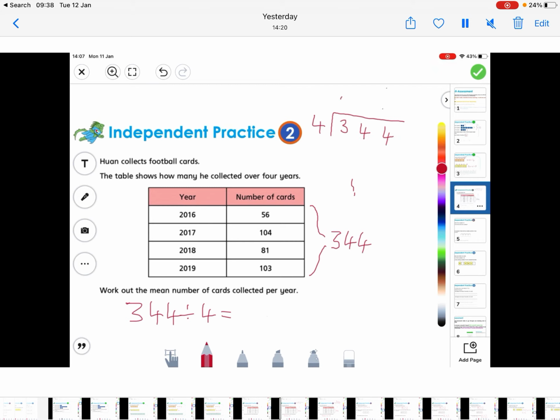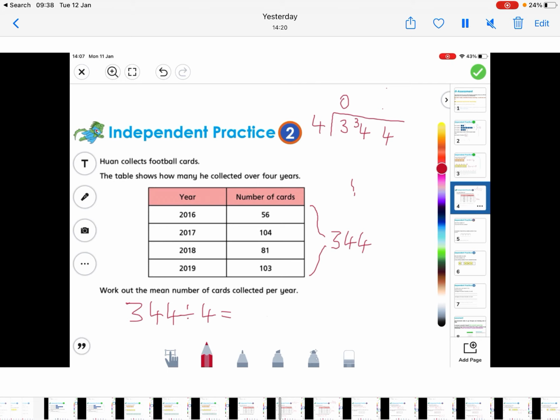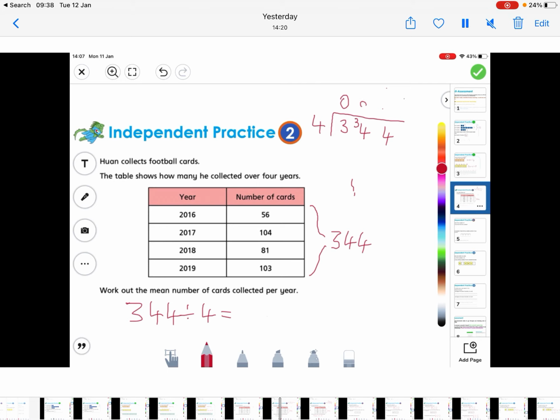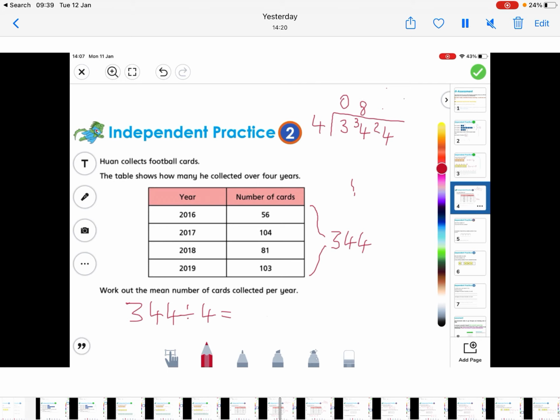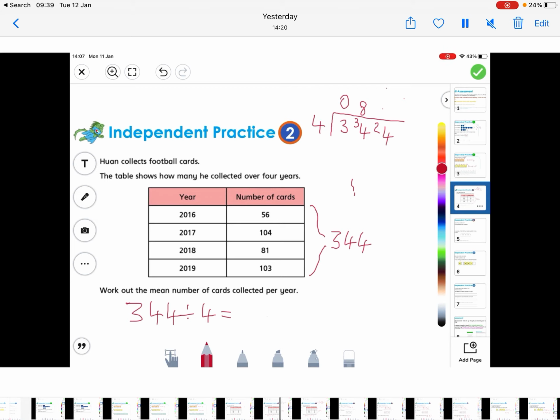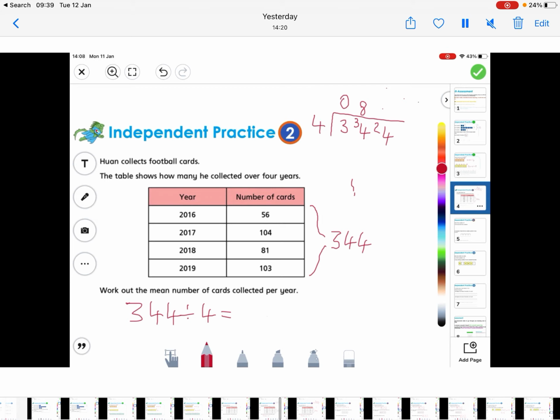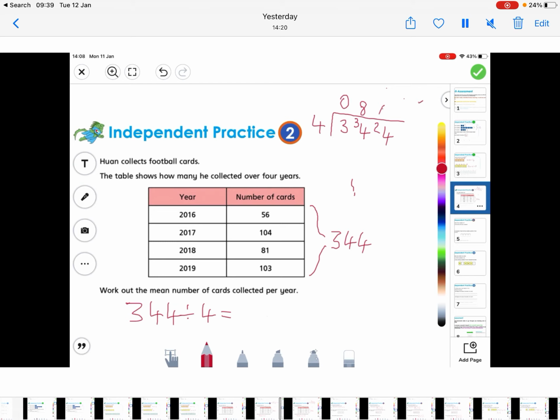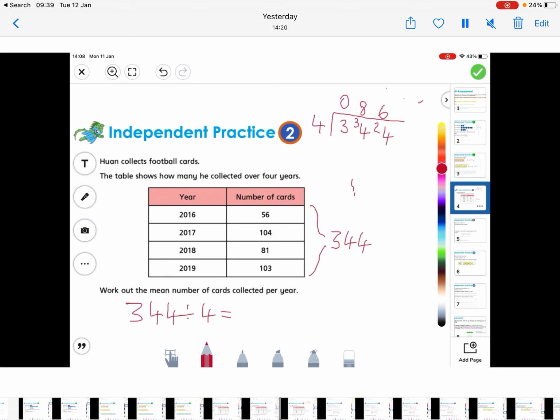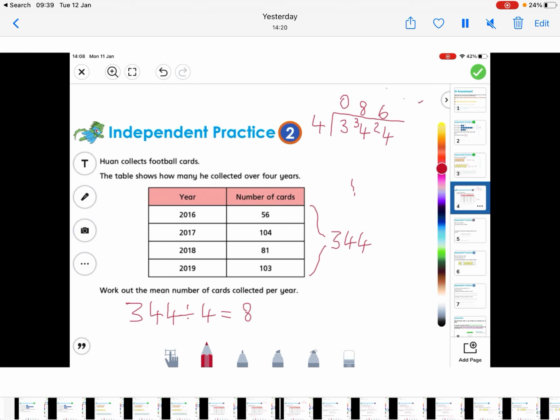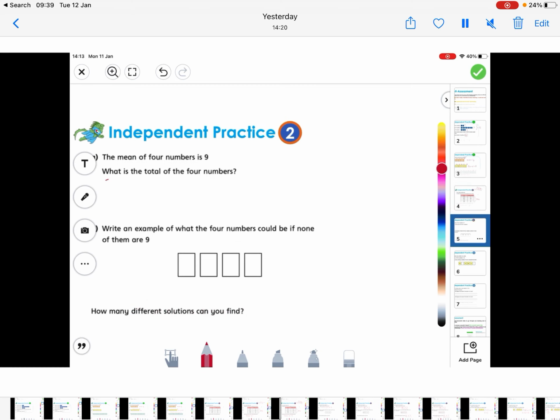Okay, how many fall in 3? 0, carry the 3 down. How many fall in 34? 8 with a remainder of 2. How many fall in 24? 6. So the mean is 86.